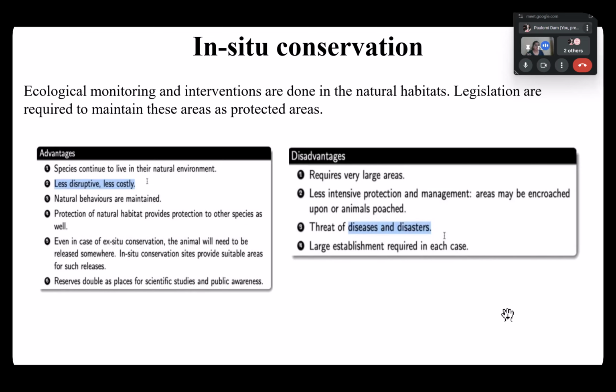Next, you have the threat of disease and disaster. That's because you have a large area, and if there is an outbreak, you don't know where it started and how to control it. Contrast that to a small area, as in captive breeding: if there has been an outbreak of a certain disease in the captive animals, you know where to stop and where to look. But not in these cases of in situ conservation. And again, a large establishment, as was discussed earlier. So in situ comes with its own advantages and disadvantages.